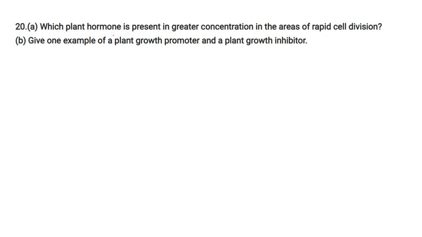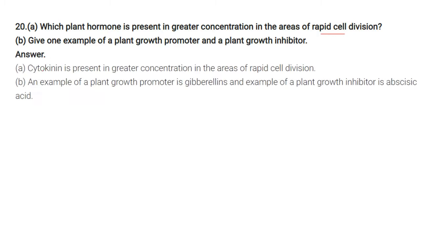Which plant hormone is present in greater concentration in the area of rapid cell division? So cytokinin is present in greater concentration in the areas of rapid cell division in the case of plant. Give an example of plant growth promoter and plant growth inhibitor. An example of plant growth promoter is gibberellins, and the inhibitor is abscisic acid.